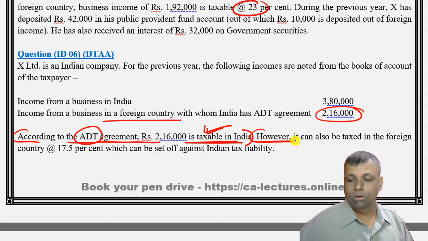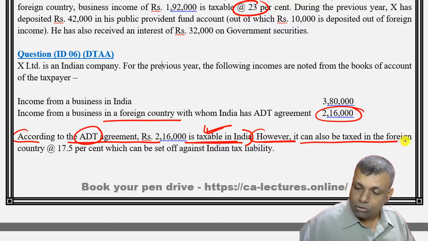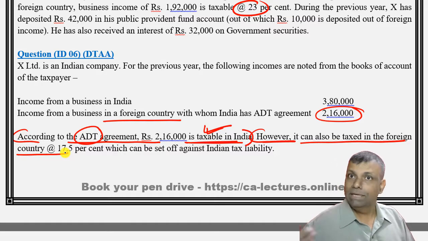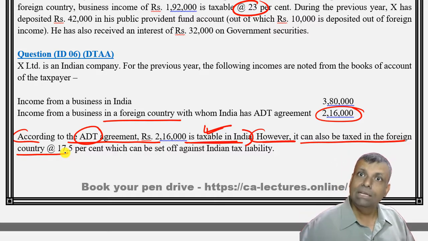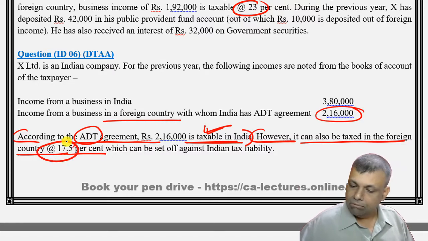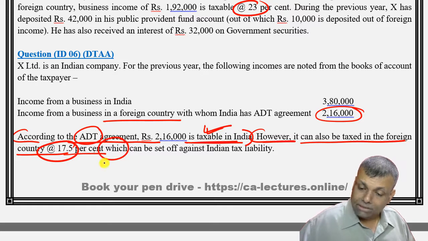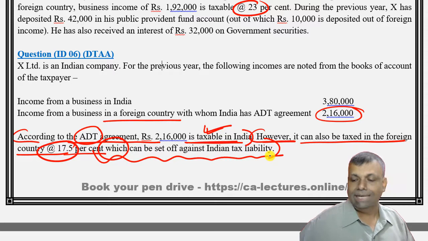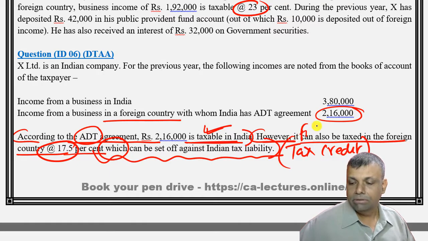However, it can also be taxed in the foreign country. Oh, mamma mia! So it is taxable in India and it can also be taxed in the foreign country at the rate of 17.5%, which can be set off against the Indian tax liability. So this is a mechanism that we call a tax credit. This is called a tax credit, or some people also call it a full credit.